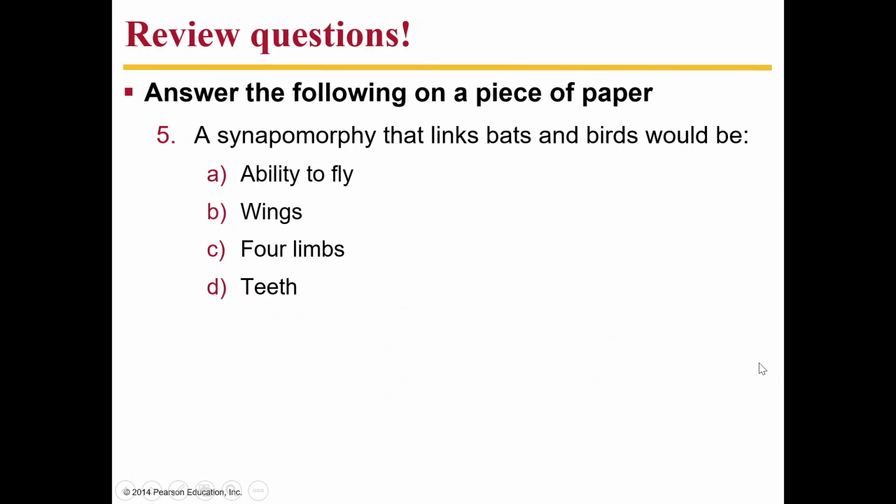Finally, a synapomorphy that links bats and birds would be, remember a synapomorphy is a homologous feature that they gained from an ancestor. What would link bats and birds? This one can be tricky. Okay, so think about it for a minute before you write it down. Which one are you sure that they gained? They both have to have it, and they both have to have gained it from a common ancestor.